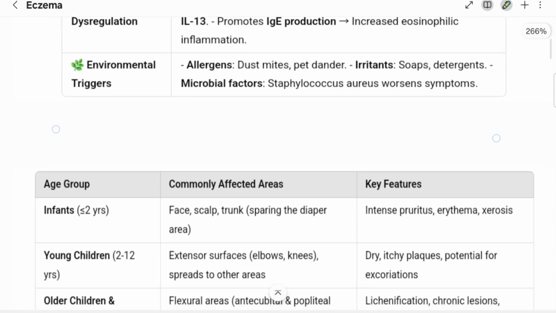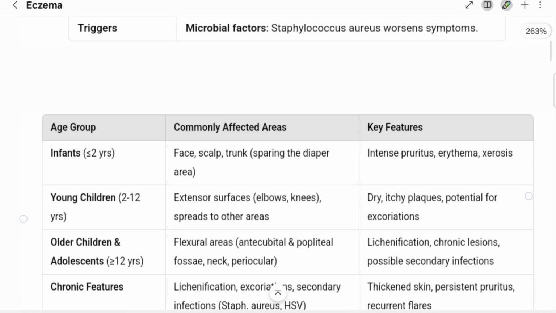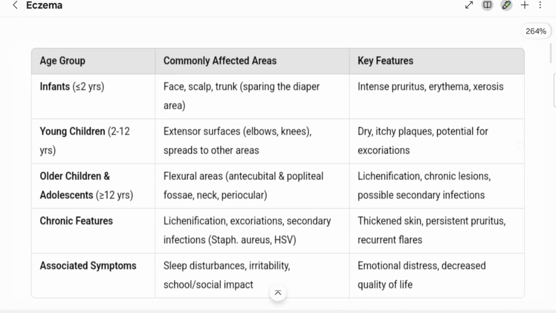Now coming to the clinical symptoms, clinical features of the disease. In infants, that is less than or equal to 2 years, it most commonly affects the face, scalp and trunk, sparing the diaper area. The diaper rash is distinguished from this. And the key features are intense pruritus, erythema, xerosis, that is dryness.